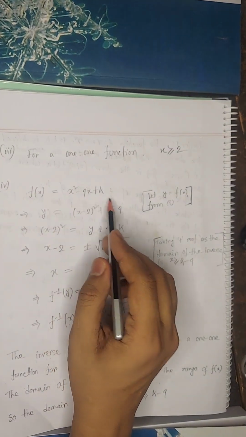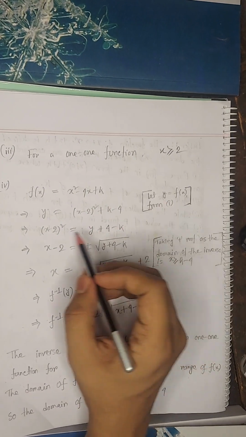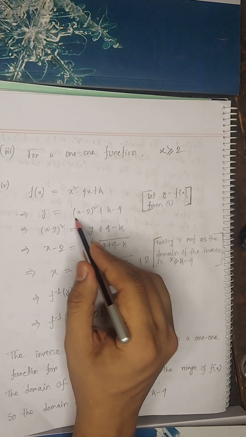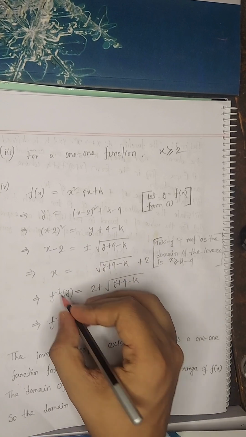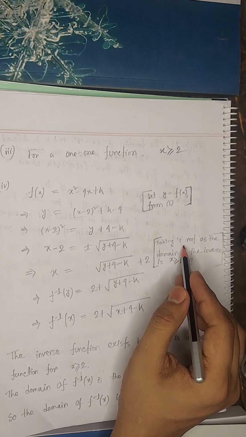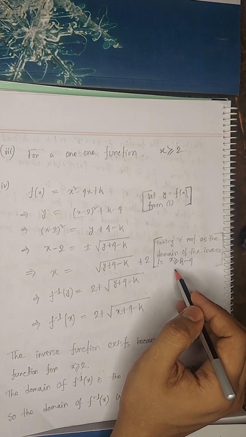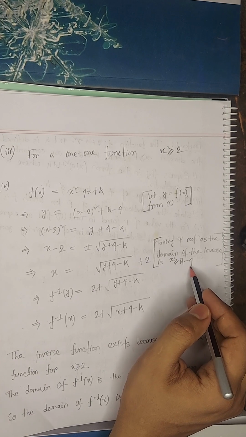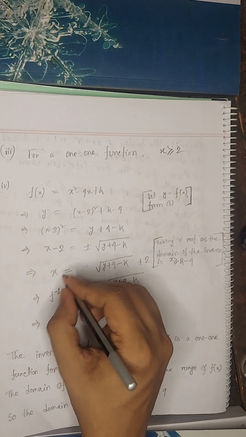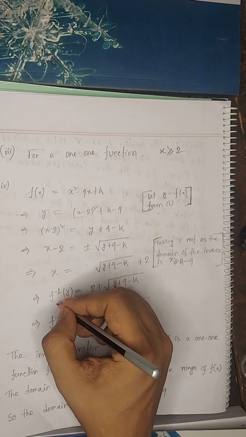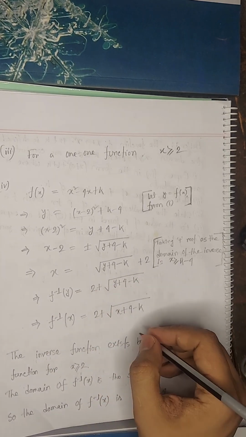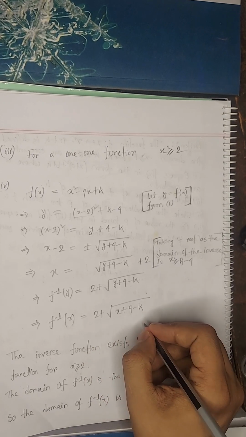Now f(x) is equal to x square minus 4x plus k. If we let y equal to f(x), then y is equal to (x minus 2) whole square plus k minus 4, and we bring (x minus 2) whole square to the left hand side, then we get the value of x is 2 plus root over y plus 4 minus k. Here we take only the positive value because the domain of the inverse will be x greater than or equal to k minus 4. That's why we have to take the positive value only. Now x we can write as f inverse y, which is 2 plus root over y plus 4 minus k. So f inverse x is 2 plus root over x plus 4 minus k.